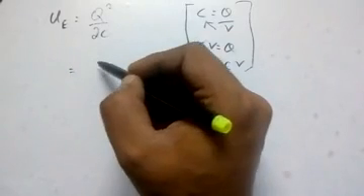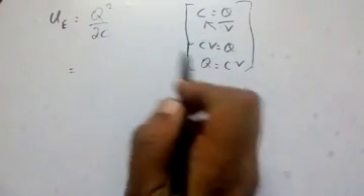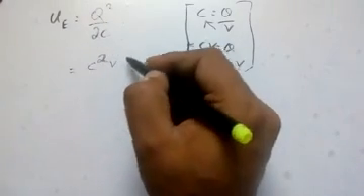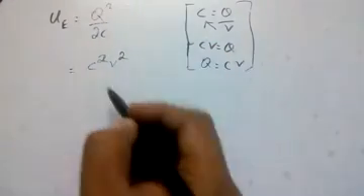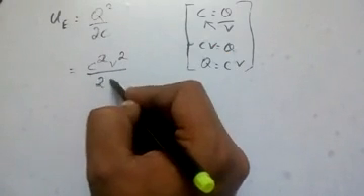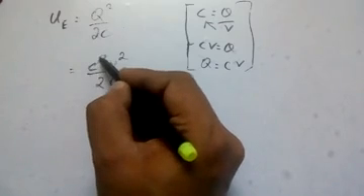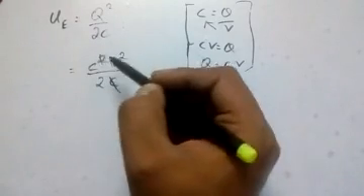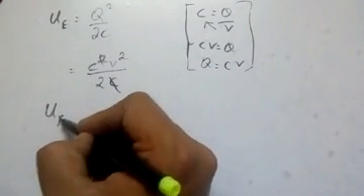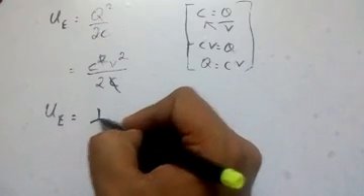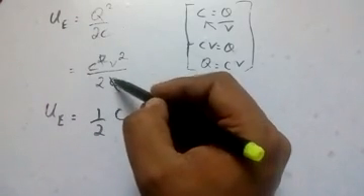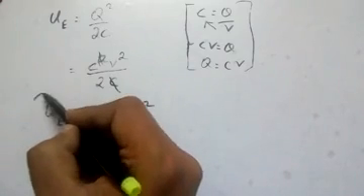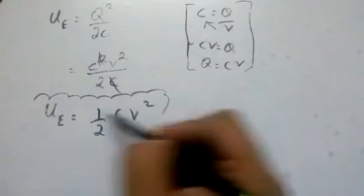Okay, let me write that now. So Q square, that means C square V square will come, divided by 2C. So what will happen, C and the square will cancel. So you'll get the formula: electrostatic potential energy is equal to half, you can write outside, and then we saw C and the square cancelled, so half C V square. This is the formula for the electrostatic potential energy stored in a capacitor.